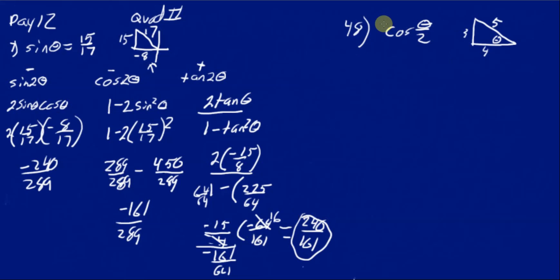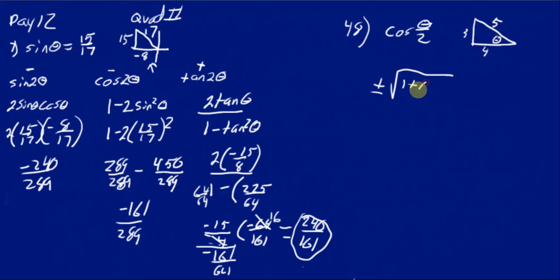48, we're looking for the cosine of theta divided by 2, so we're looking for a half angle. We're given this triangle, 3, 4, 5, and mark theta here. They didn't say anything about what quadrant it's in, so we're going to assume that theta is between 0 and 90. It's an acute angle.